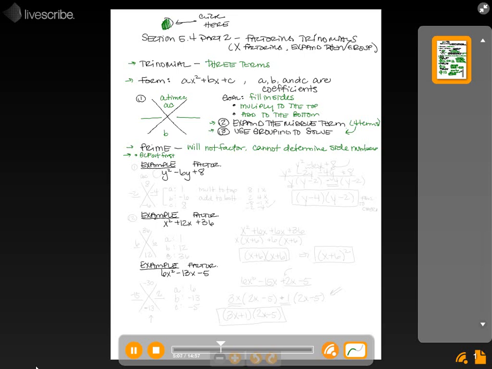Alright, we've got 3 examples here. I'm going to do 2 of them with you, and then the last one you're going to do on your own, and you can check your answer. But we'll go through our 3 steps here at the top.